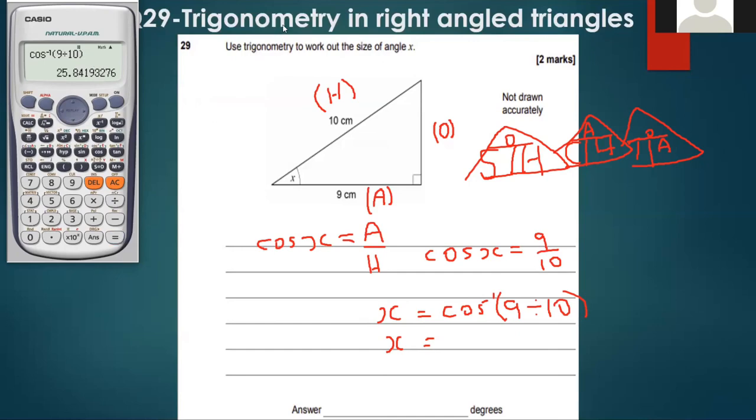And it gives me the answer of 25.84 degrees to two decimal places, guys. So my answer is 25.84 degrees for my angle there.